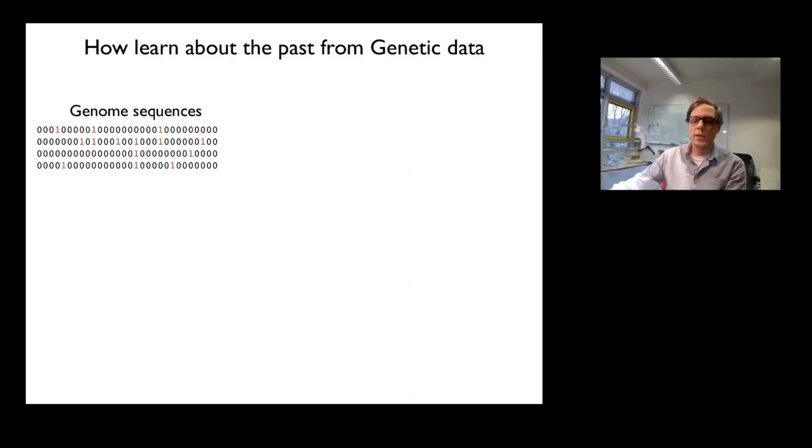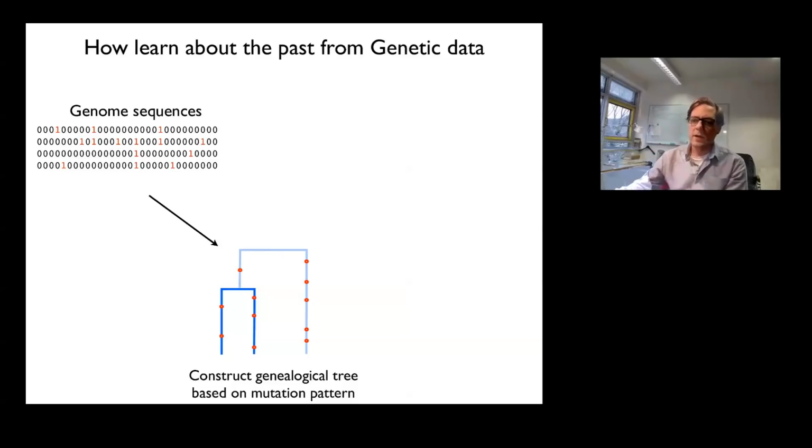So in general, the process of learning about history from genome sequences works in 3 steps. The first one is you start with genome sequences, obviously, and you identify genetic variation in them. And then you try to reconstruct genealogical trees.